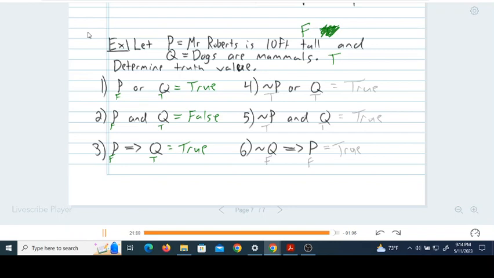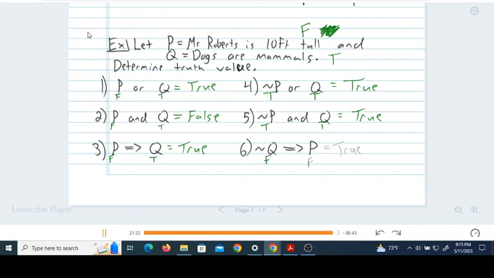All right, so let's look at the negation of P. If P were false, then its negation will be true. So that's true, and Q is true. So true or true is true. Negation of P is true. Q is true. An AND statement is only true if both are true. Both of those are true, so that is true.